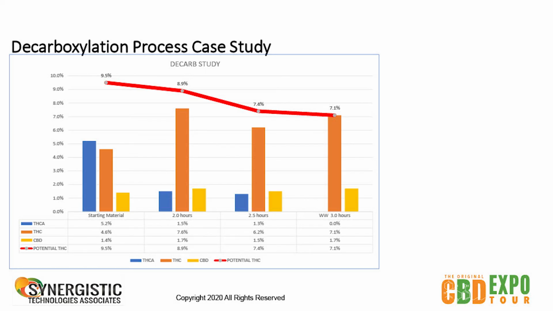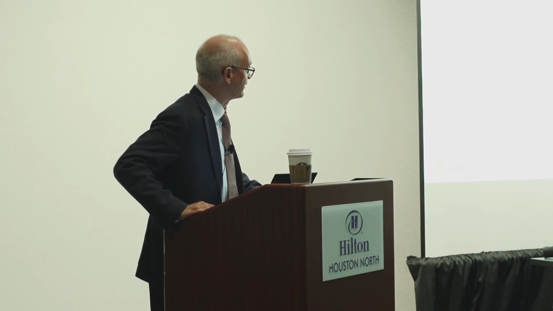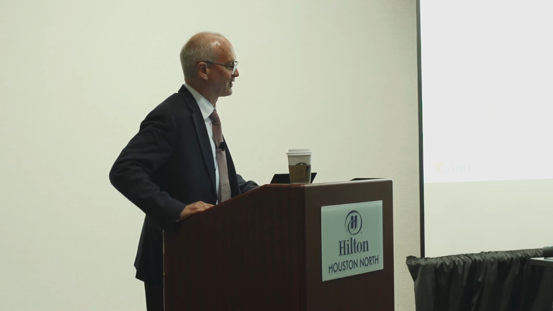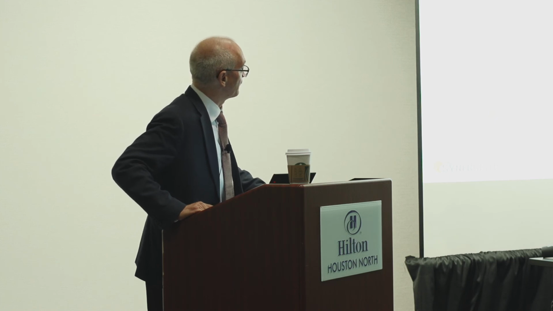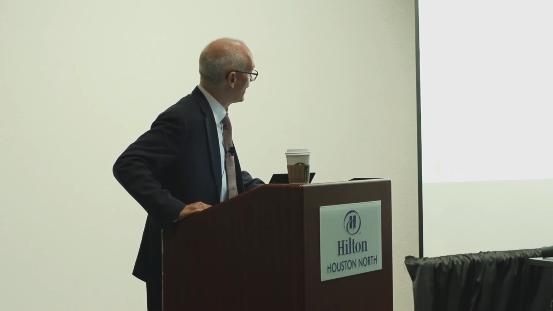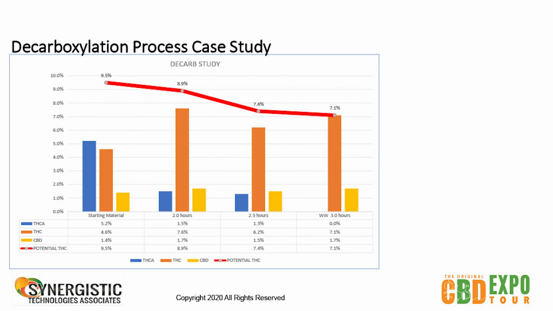When you look at this study here, you see the starting material in this case had 5.2% THCA and 4.6% THC and about 1.4% CBD. Now the CBD in this case had already been decarboxylated. So even though it talks about the CBD, the same thing is going to be true with a CBDA experiment. The first part of the experiment, after 2 hours, showed that your THCA was 15.2 and your THC was 7.6 and CBD was 1.7.